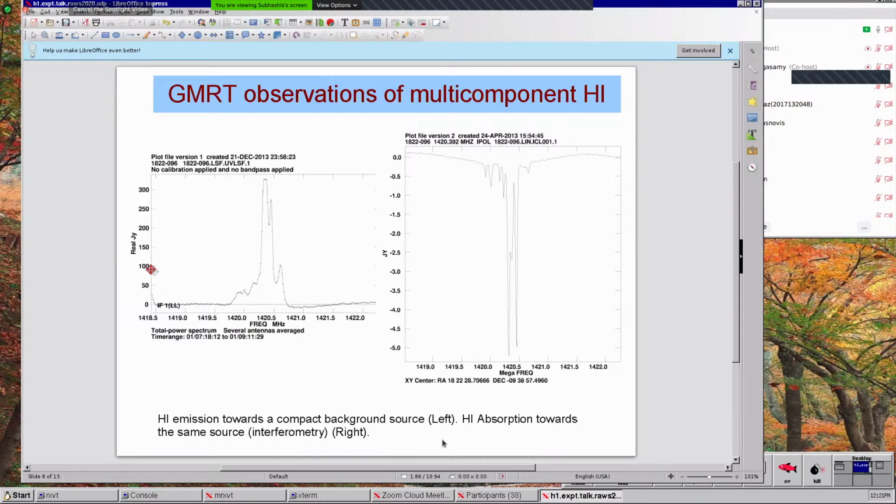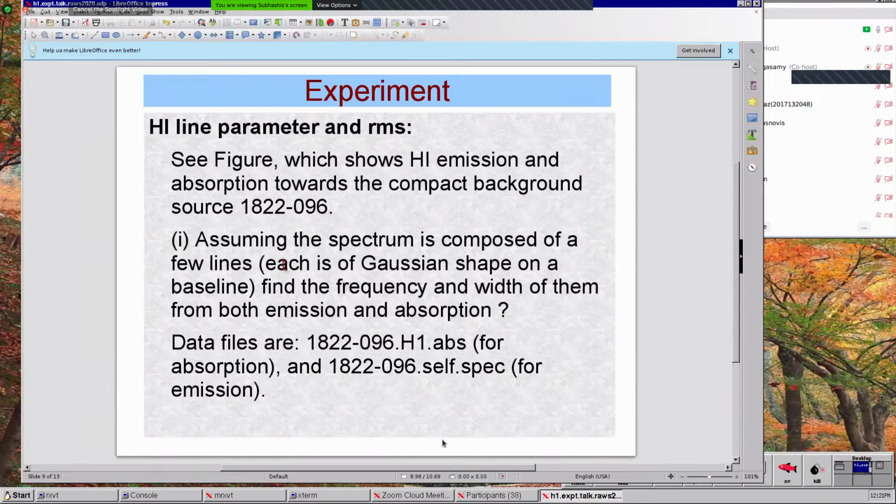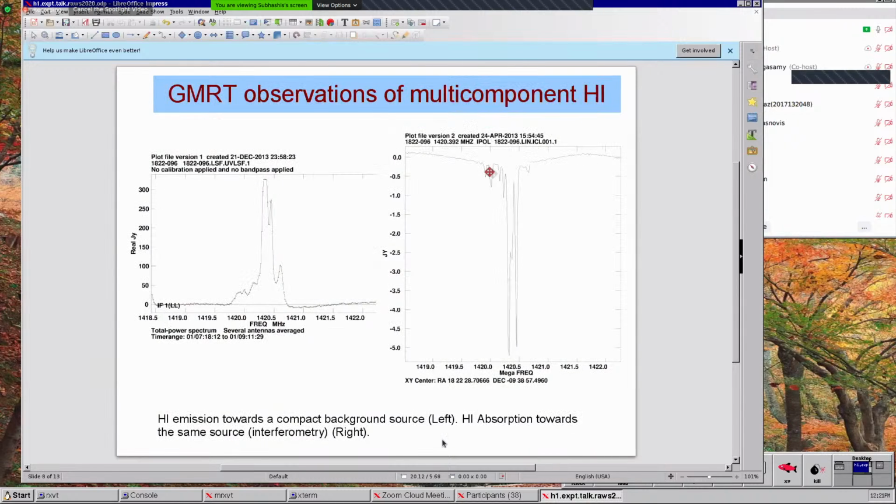I am not asking you to do both. The idea is to find the peak frequencies, that is, each of the component frequencies, and their widths, and their heights of course, from emission, and you have to repeat this in absorption also. In absorption, how it looks like: you have one peak which is here, one here, one here, one here, another here, then one more here, like that. So these many peaks you have to add.